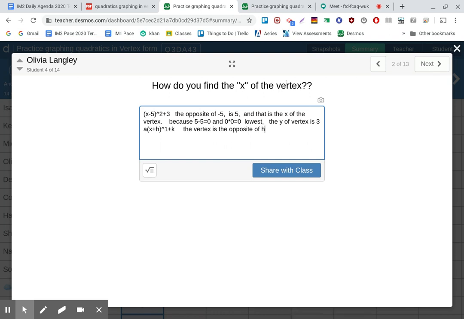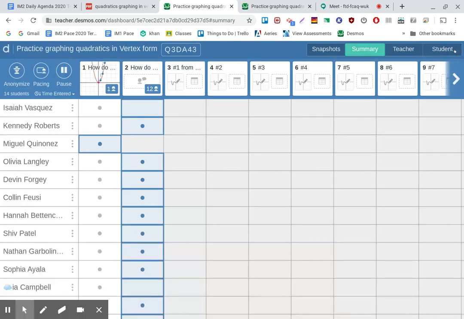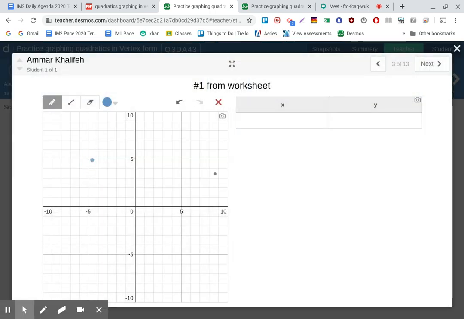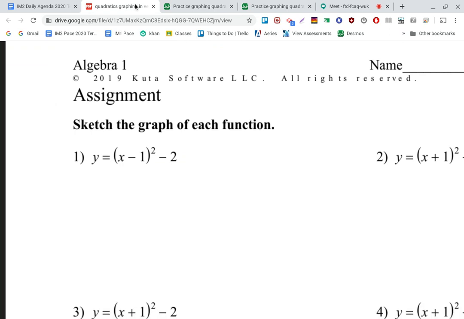So go ahead and finish that. You can press share with class. We can see different scenarios. Okay, go ahead and go to move to 1 when you're ready, and then you're going to just basically graph number 1 from the worksheet. Okay, so number 1. What was the vertex of number 1? It was 1, -1.